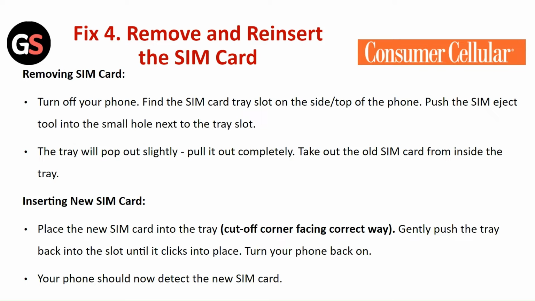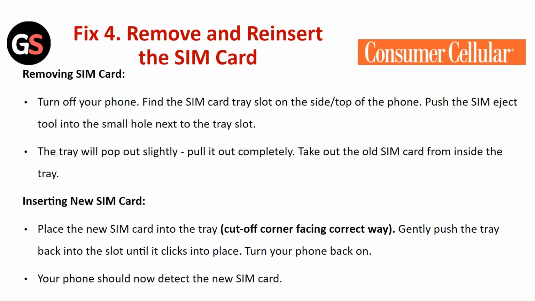Fix 4. Remove and reinsert the SIM card. To remove the SIM card, turn off your phone and find the SIM card tray slot on the side or the top of the phone. Push the SIM card ejection tool into the small hole next to the tray slot. The tray will pop out slightly. Pull it out completely. Take out the old SIM card from the tray.